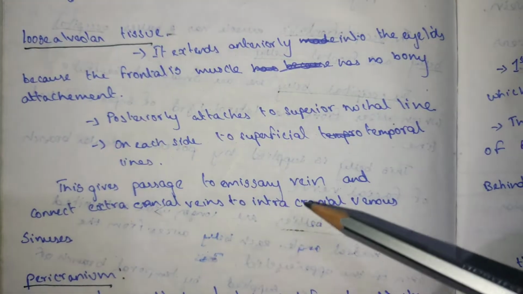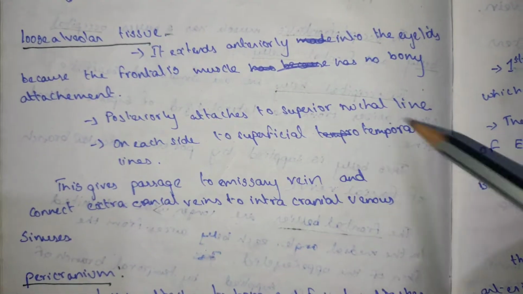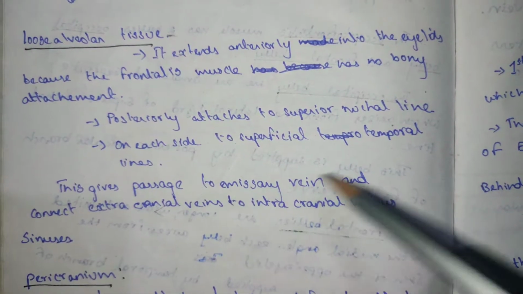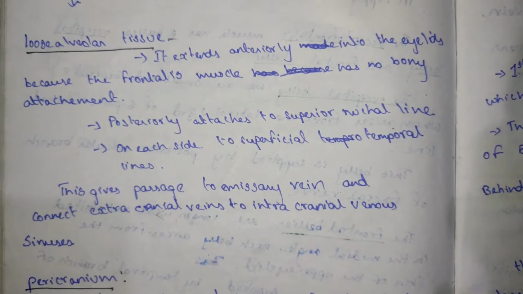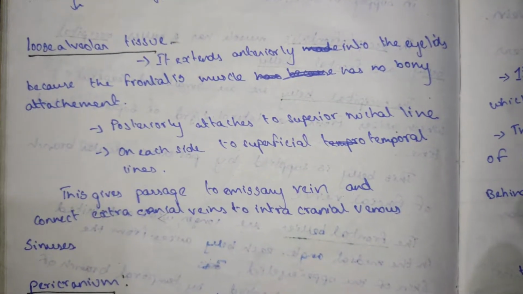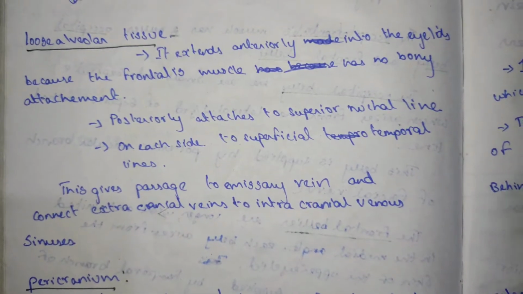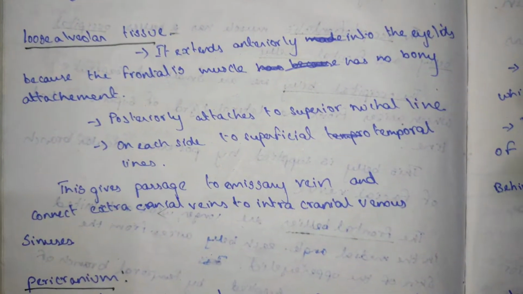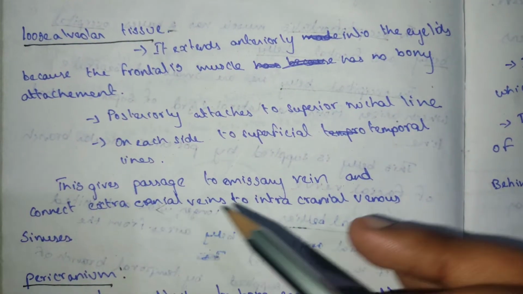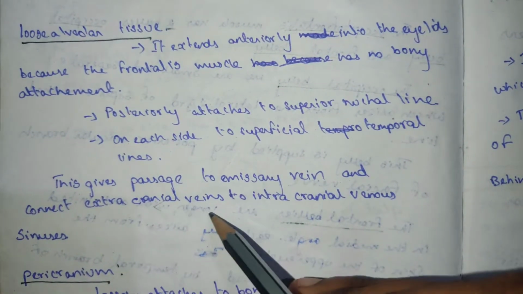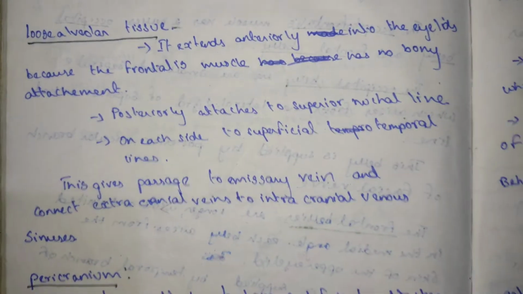This gives a passage to the emissary vein, whose normal function is to equalize the pressure between the extracranial venous sinus as well as the intracranial dural sinus. So this gives passage to the emissary vein. It connects the extracranial veins to the intracranial veins.